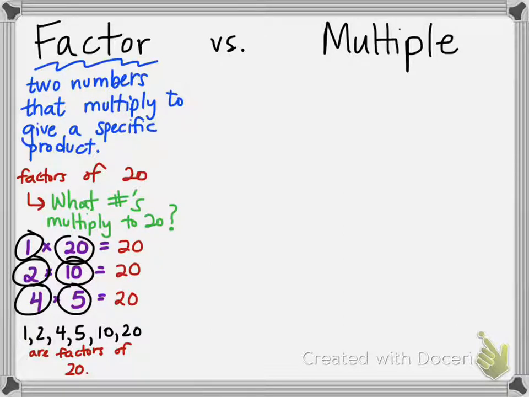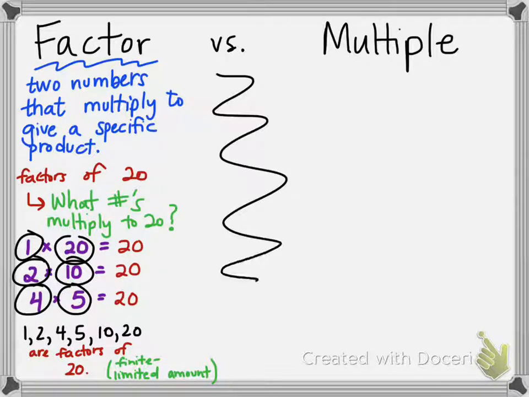This list, notice, is finite. And what I mean by finite is there is just a limited amount of factors. The factors don't go on forever. There are only a certain number of them. Now, let's go ahead and compare that with a multiple.